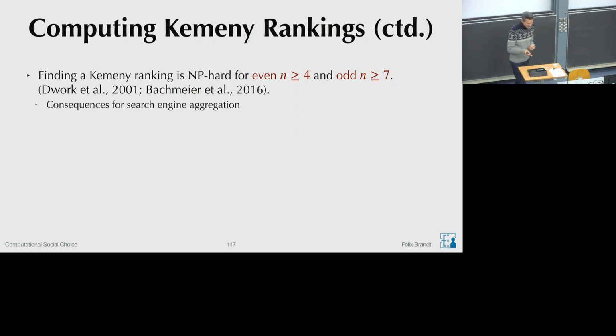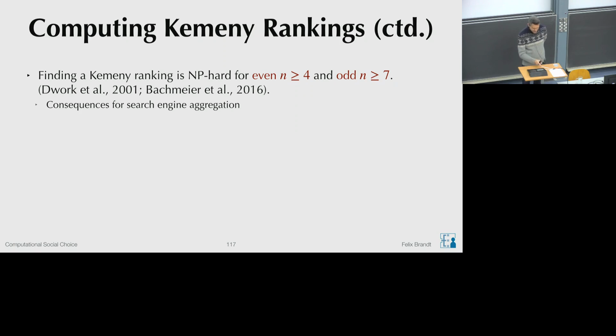And there, I think it makes sense to look at these small constants, like 3, 4, or 5. So that, for instance, means it's unclear whether you can have a meta search engine that aggregates the rankings of 3 other search engines using Kemeny's rule. So it's unclear whether this can be done in polynomial time.